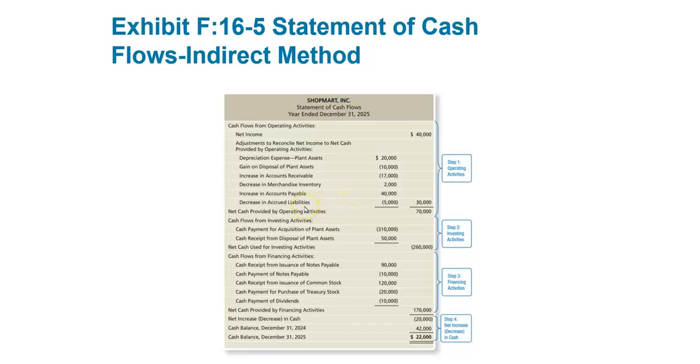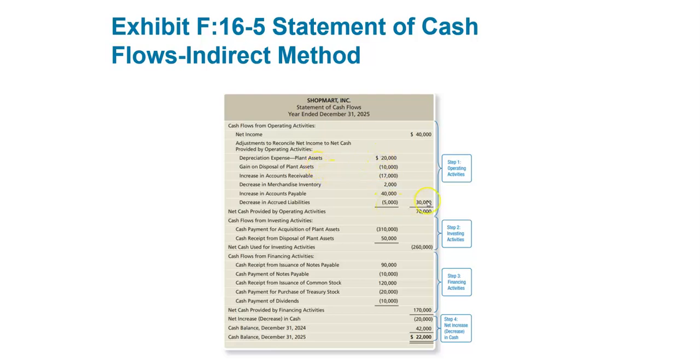And a decrease in accrued liabilities, the same thing. We paid off some, we used cash to decrease the accrued liabilities, so we have to subtract it out. I don't expect you to remember this. I have a chart, like I said, in the next video, which gives you an easier way of adding and subtracting these things from operating activities.